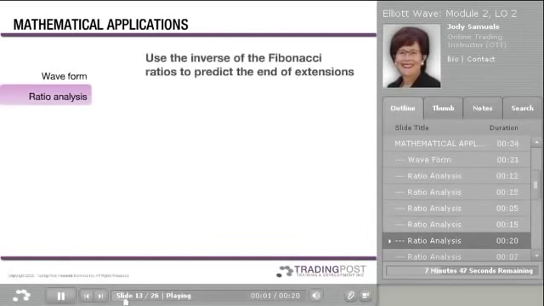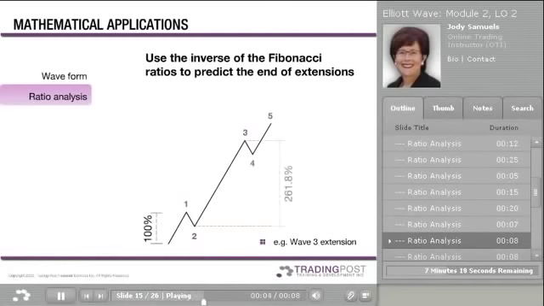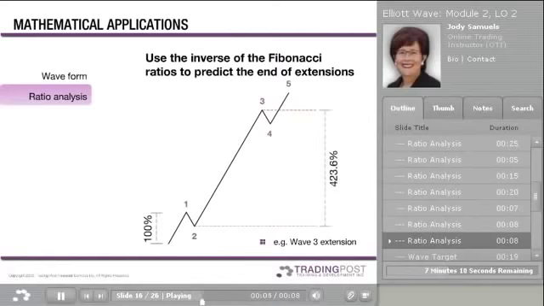And what about projections on new motive waves? The inverse ratios, 161.8%, 261.8%, and 423.6% act as barriers where extensions may stop. 161.8% is common. 261.8% is the next natural target, and 423.6% is also often observed.